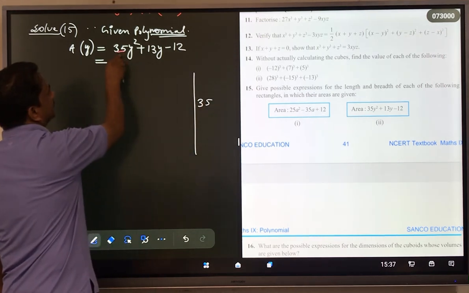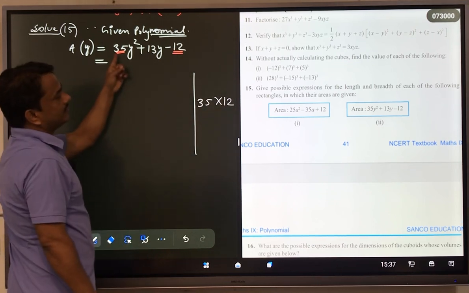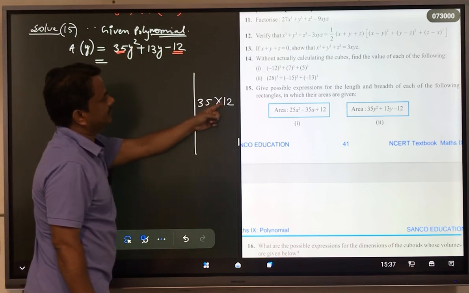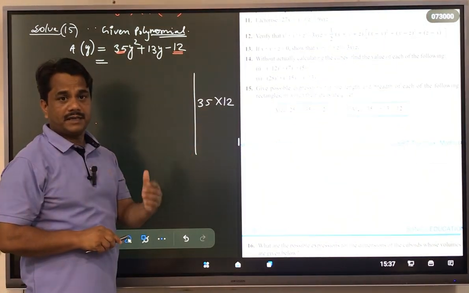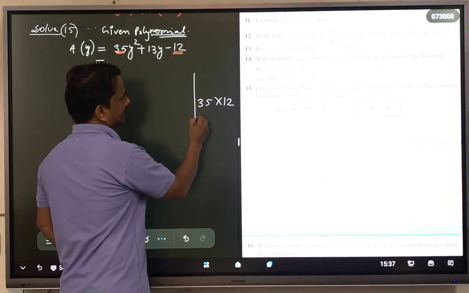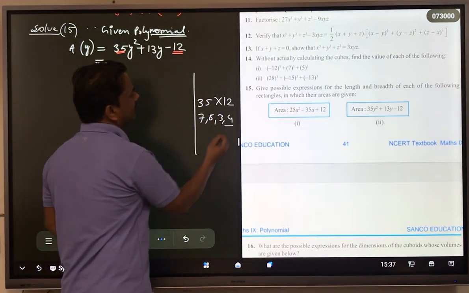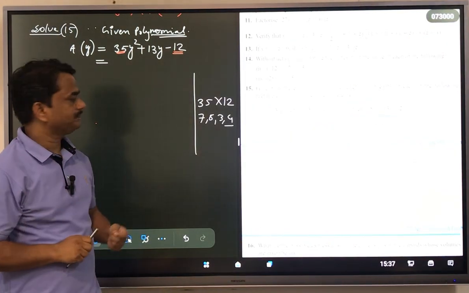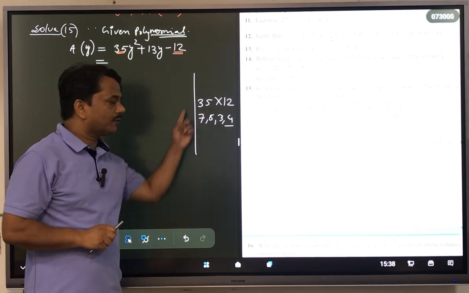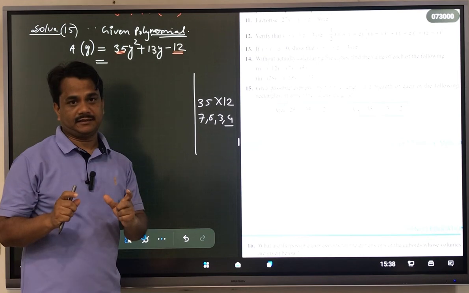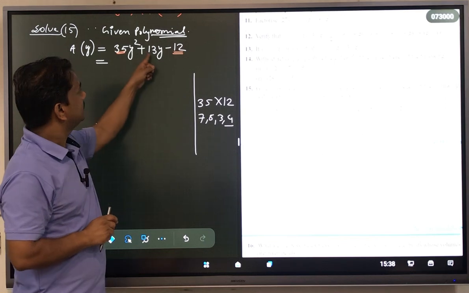The first term is to be taken here, this. And the next is what here? 12, the constant term. It is the coefficient of y square, the highest term, and the constant term, the last. From these two, we'll make factors: here it is 7, 5, 3 and 4. Why only 3, 4? 2 also can be taken if needed. 7, 5, 3, 4, 4 factors we brought here. From these 4 factors you have to bring 2 factors such that their sum or difference must come 13.